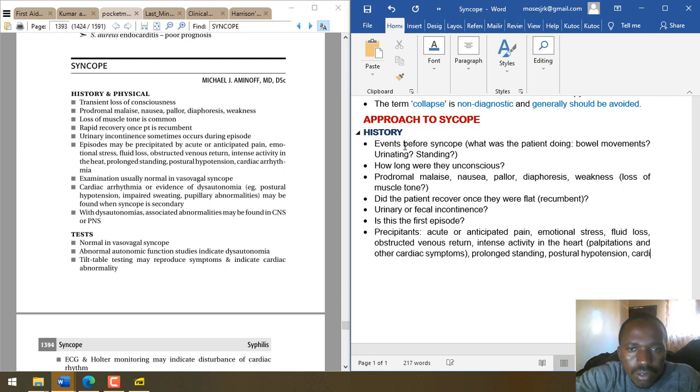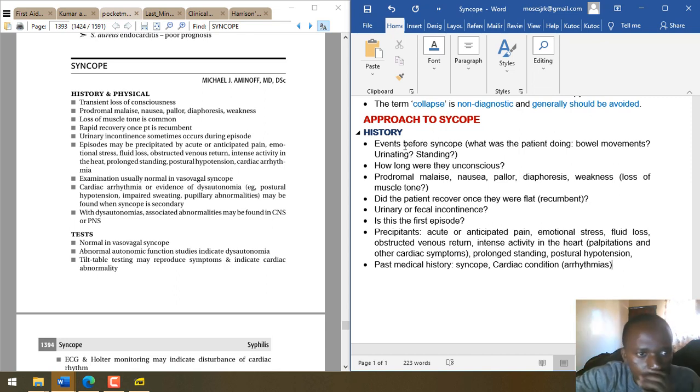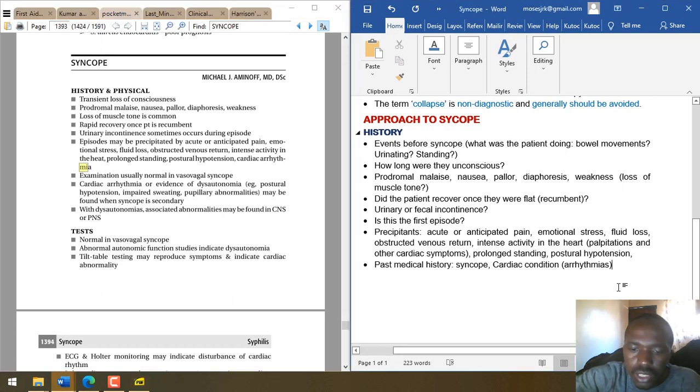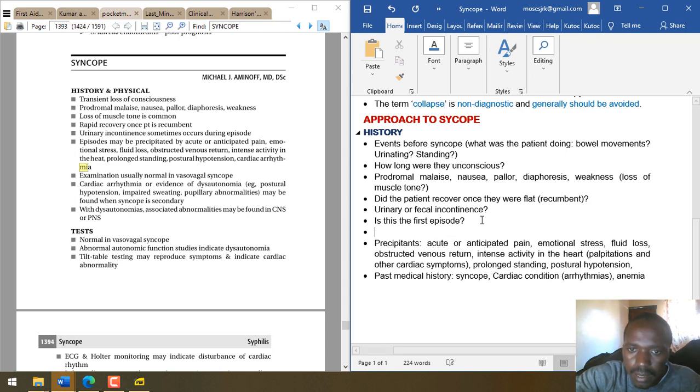Is there any history of cardiac arrhythmia? So this I think should go into the past medical history. Past medical history. History of syncope. Okay, cardiac conditions, especially arrhythmias, very, very important. So those are the important things that, according to this, up until we reach this point, concerning cardiac conditions. Even anemia can actually cause syncope. I've seen some people fainting. Have they eaten? Because it could be hunger. So last meal is very, very important. Last meal. Because someone could be fasting, not fighting. So that's also another important thing.